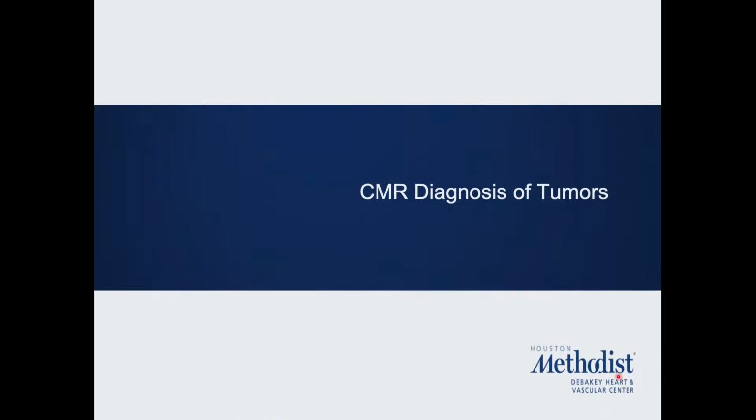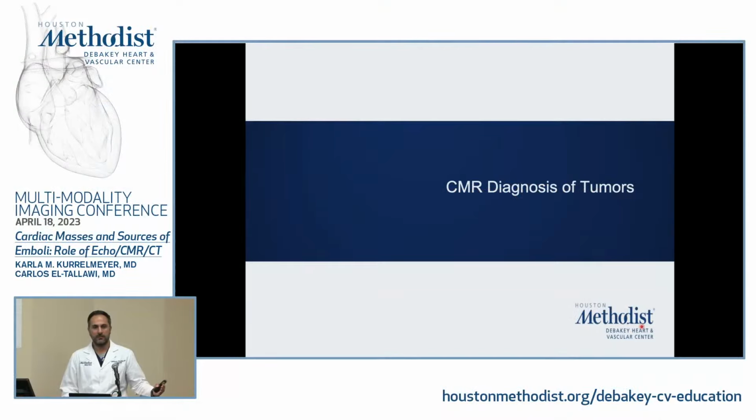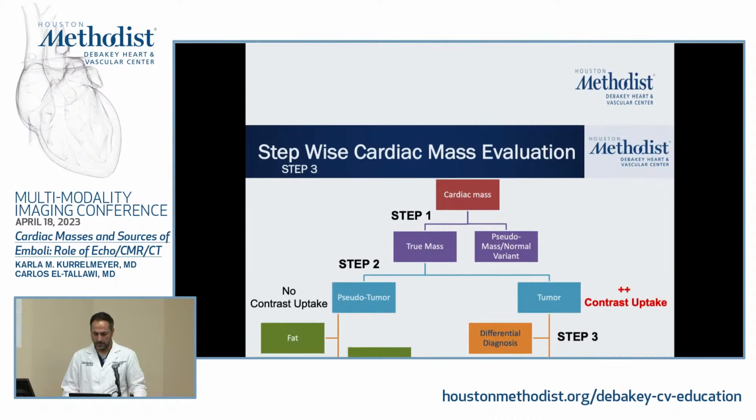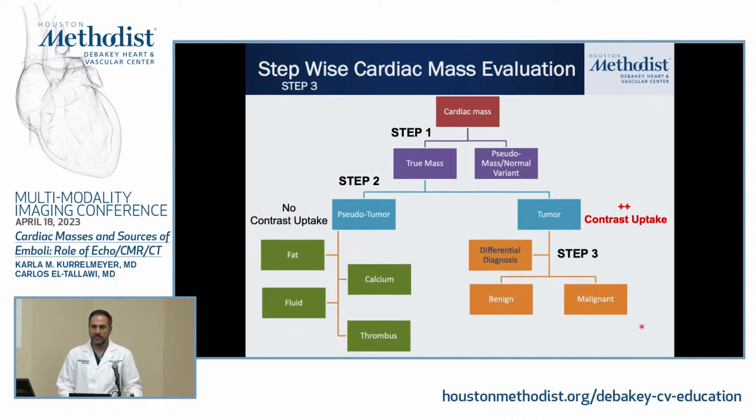Okay, so now we move to tumors, right? So now we ruled out a pseudo-tumor. Now we're thinking that this is a tumor, right? So usually the hallmark of a tumor is contrast uptake, whether in first pass perfusion or LGE, right? So if there is first pass perfusion, if there is LGE, it means there are vessels. The contrast did get there somehow. And when it gets there, it means this is most likely a tumor.